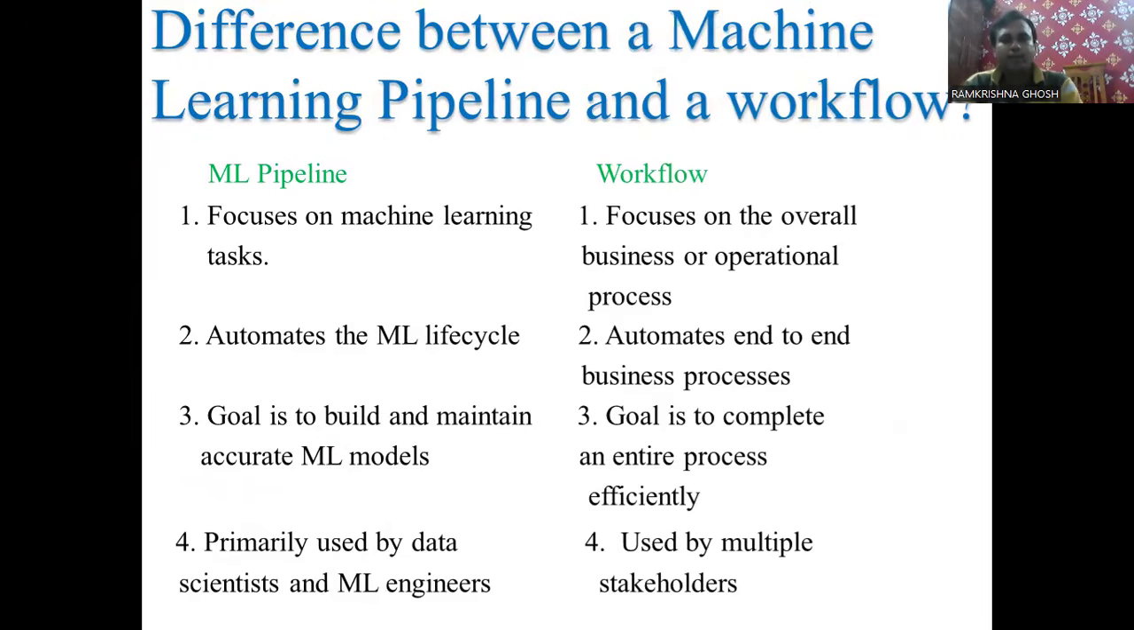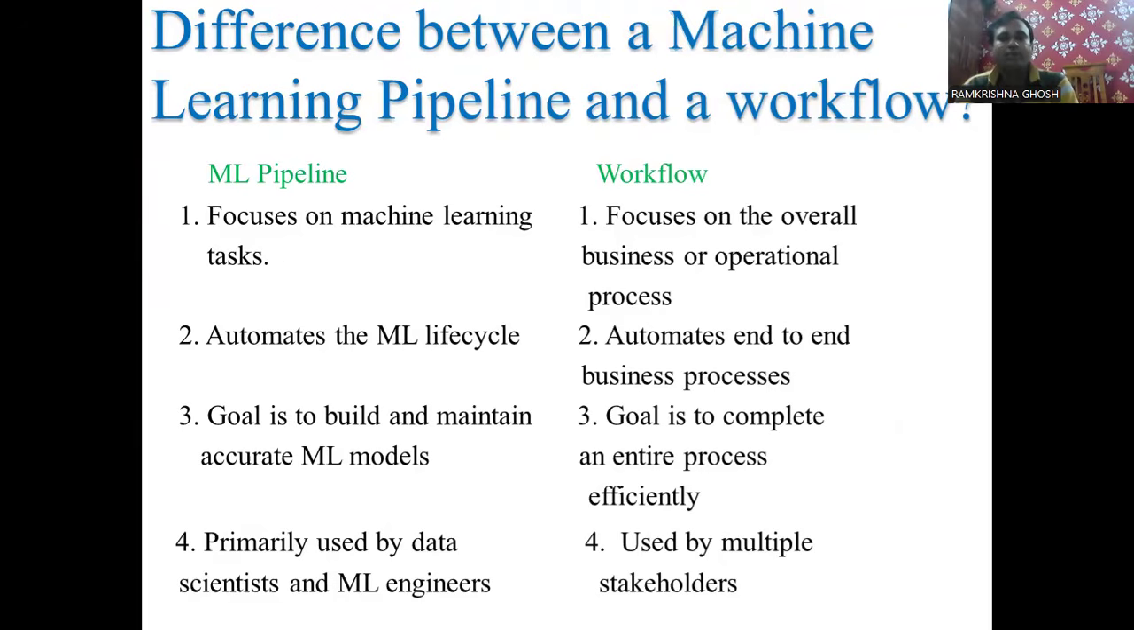Difference between a machine learning pipeline and a workflow. Machine learning pipeline actually is a subset of a complete data science workflow. Machine learning pipeline mainly focuses on machine learning tasks. Workflow focuses on the overall business or operational process. Machine learning pipeline automates the machine learning life cycle.